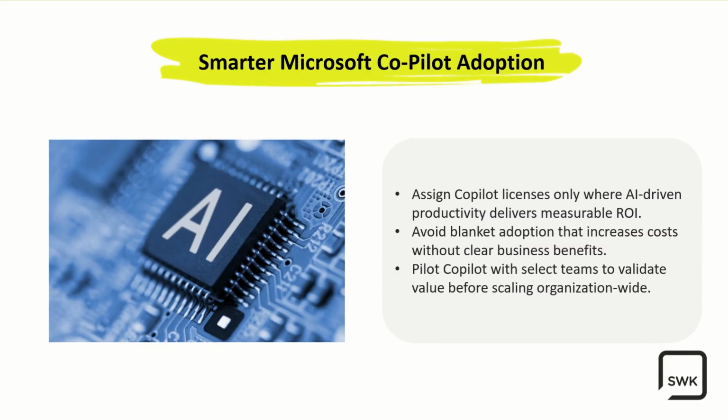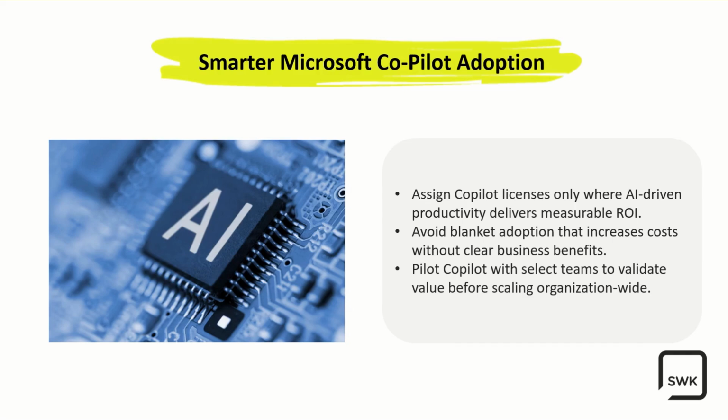Smarter Microsoft Copilot adoption. As many of you know, Copilot is Microsoft's AI tool. It's a very fast-growing add-on license that leverages ChatGPT across the Microsoft ecosystem. Assign Copilot licenses only where AI-driven productivity delivers measurable ROI. Not every employee needs AI-powered assistance for their day-to-day responsibilities. By carefully analyzing which roles benefit most from features like automated document generation, meeting summaries, or advanced insights, you can ensure licenses go to the right people. This targeted approach makes Copilot an investment in productivity, not just an added expense.